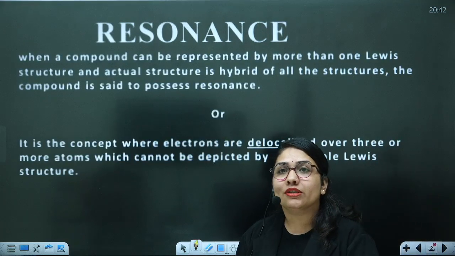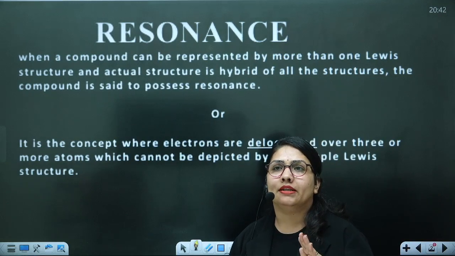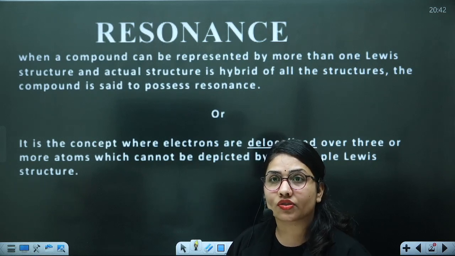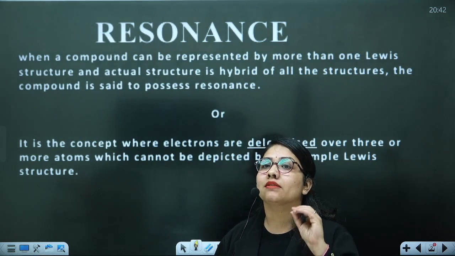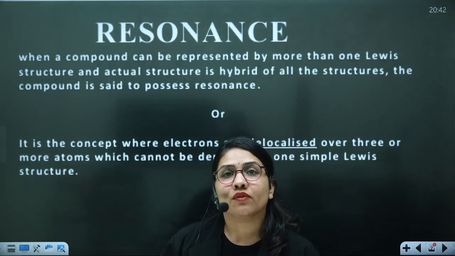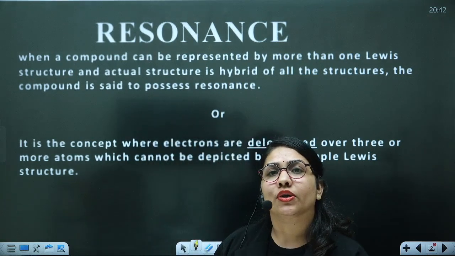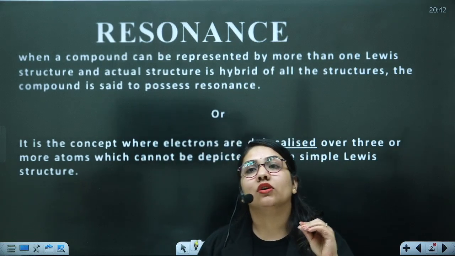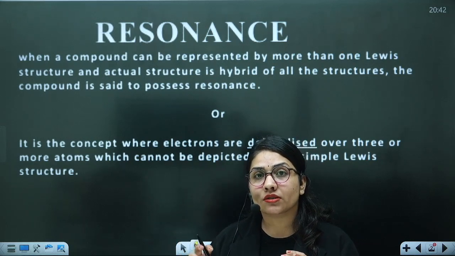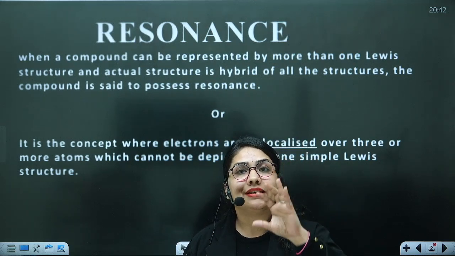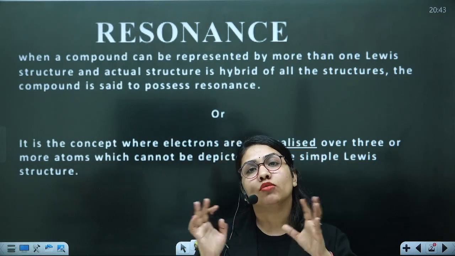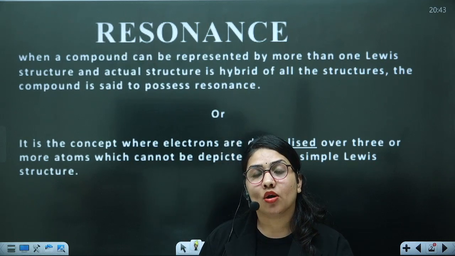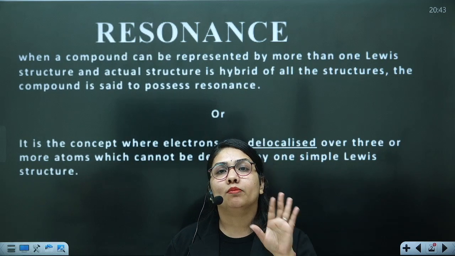So we will start with the definition. When a compound can be represented by more than one Lewis structure, and the actual structure is a hybrid of all the structures, the compound is said to possess resonance. So resonance is the property present in those molecules in which there is delocalization of pi electrons because of conjugation. There will be many structures, and these structures will be called the resonating structures. The resonating structures will come together and form a hybrid structure, and that hybrid structure will depict most of the properties of that particular molecule.